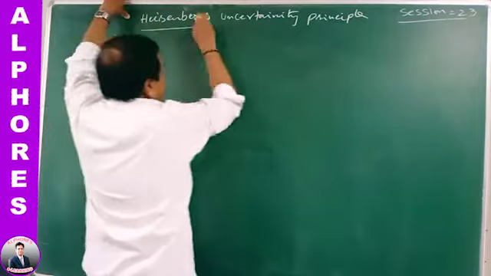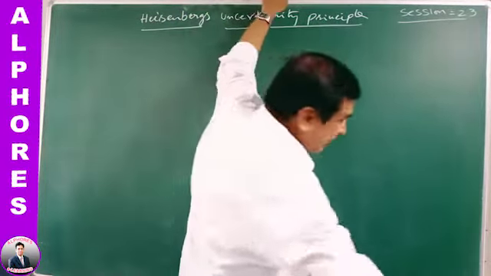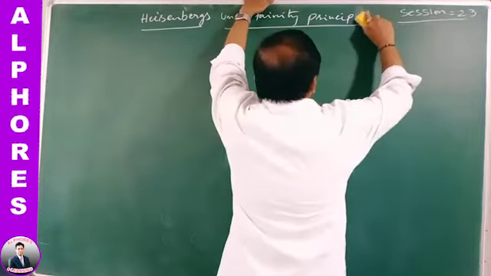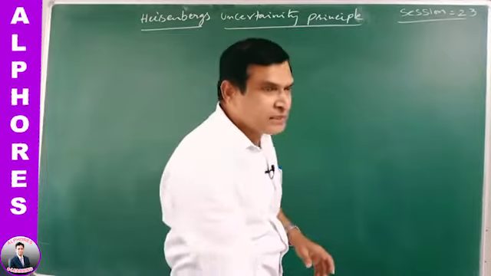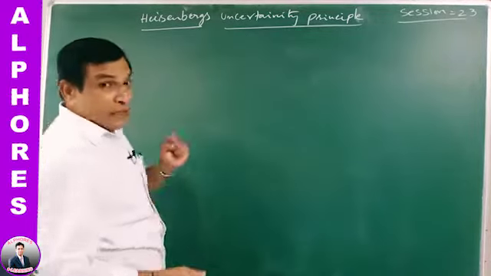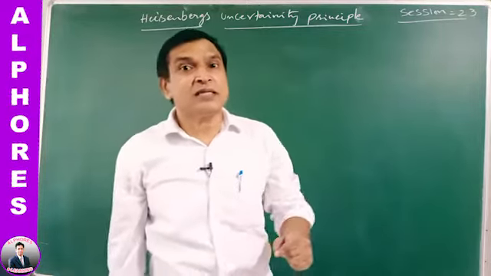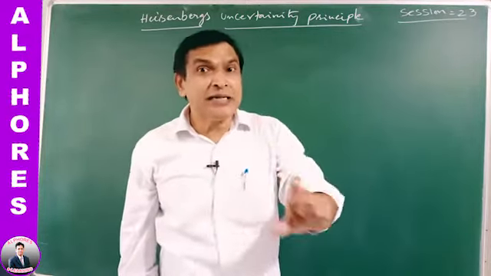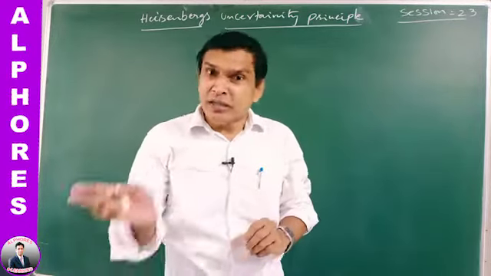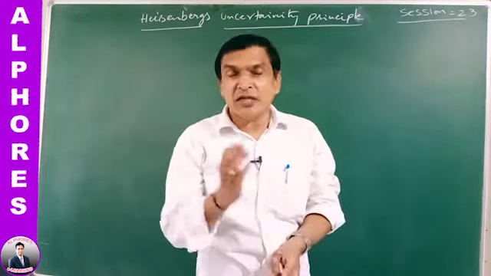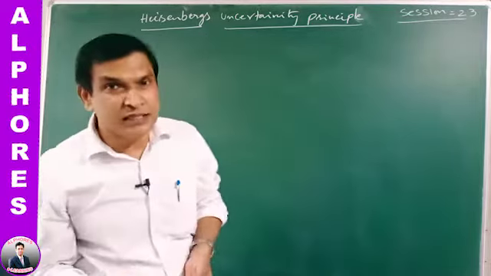Yes, Heisenberg's uncertainty principle. The principle itself says that it is uncertain. So what is the statement of this uncertainty principle? It is impossible to determine simultaneously and accurately the change in position and change in velocity of the electron revolving around the nucleus in three-dimensional space. That is Heisenberg's uncertainty principle.